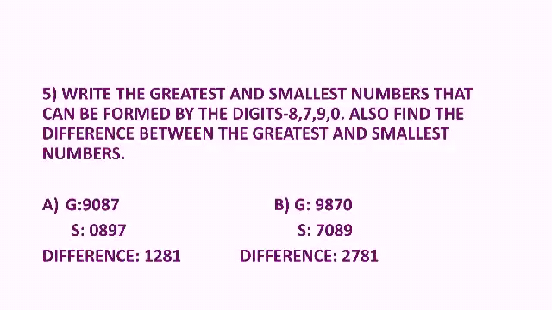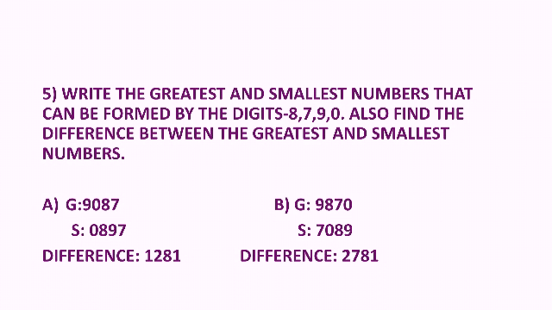Question number 5. Write the greatest and the smallest numbers that can be formed by the digits 8, 7, 9, 0. Also find the difference between the greatest and the smallest numbers. Now, how can you form the greatest or the smallest 4-digit number?